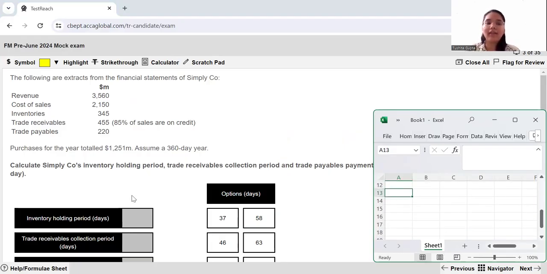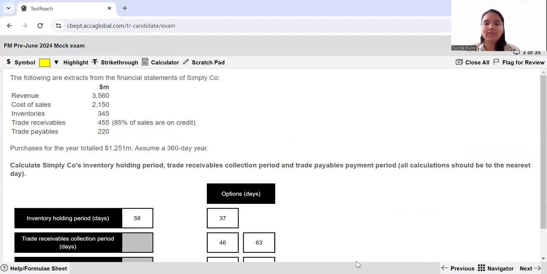The first thing that I need to calculate is my inventory holding period. To calculate it, let us use the formula which we have learned. It's nothing but your inventories divided by your cost of sales multiplied by 360, because they have told us to assume a 360-day year. My inventories over here are 345. I divide that by my cost of sales, which is 2150. So this is the ratio, and then I simply multiply this by 360 because this has been given to me as the instruction. So this is 57.76, roughly translates to 58 days. So I drag this over here.